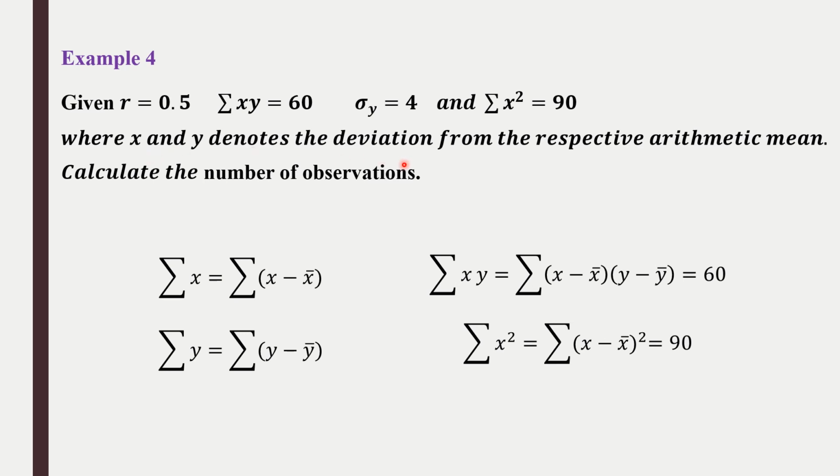X and y denote the deviation from the respective arithmetic mean. So x minus x bar into y minus y bar. So summation xy is summation x minus x bar into y minus y bar, and summation x square is summation of x minus x bar the whole square. These two are given. We have to calculate the number of observations, that is n. N is to be calculated. We are having sigma y, and R is also given.